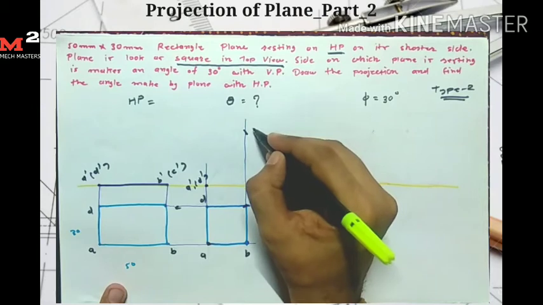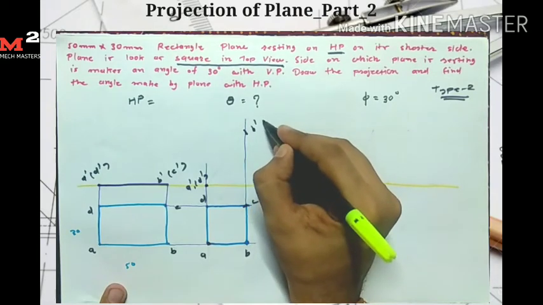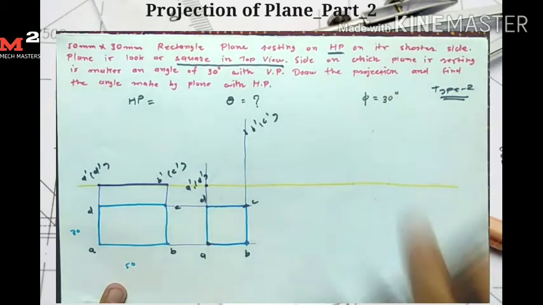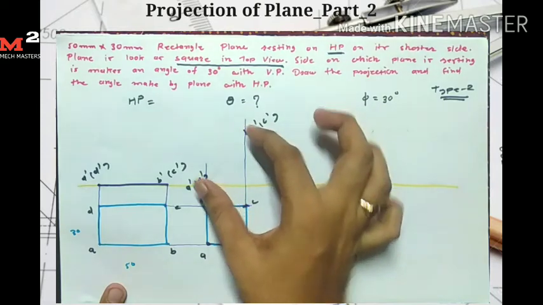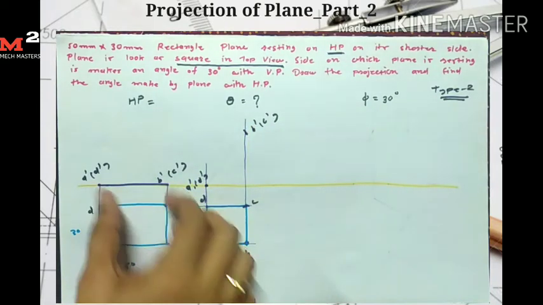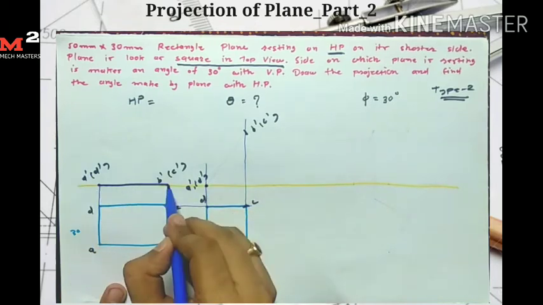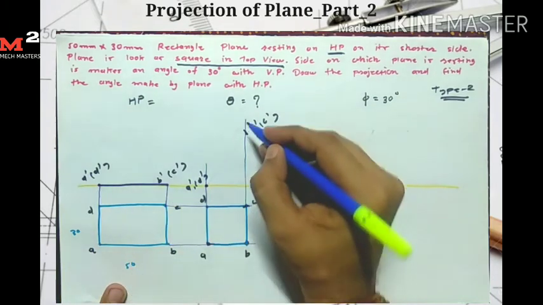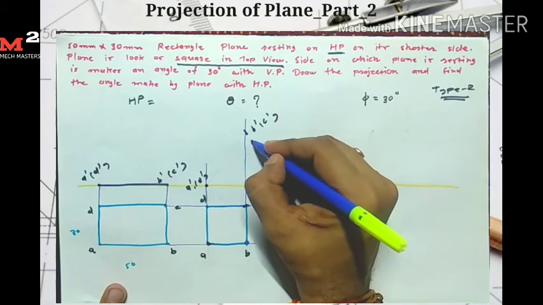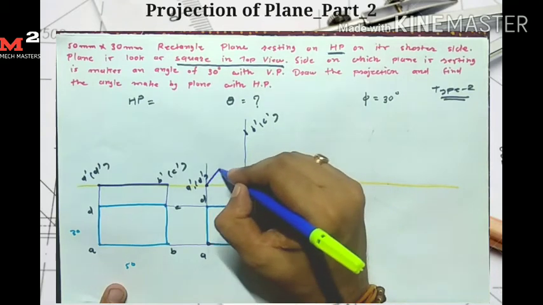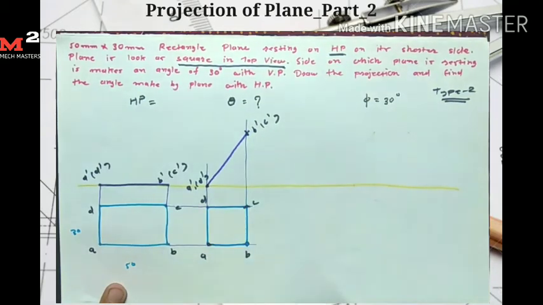So here I get my points B dash and C dash, because this distance is similar to this distance, 50 mm. So I take A dash as a center and 50 mm as a radius, and draw one arc which intersects this projection line here. So here I get my front view.